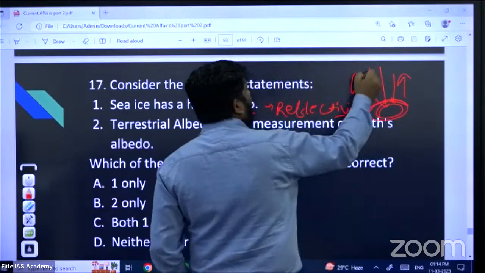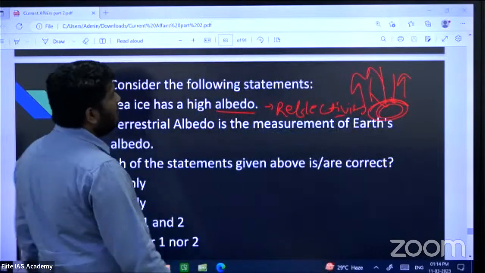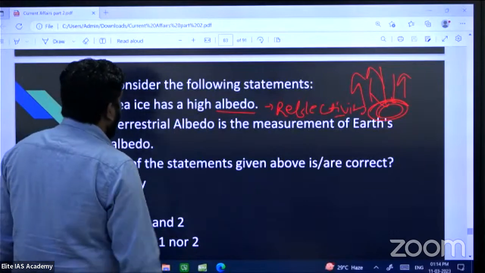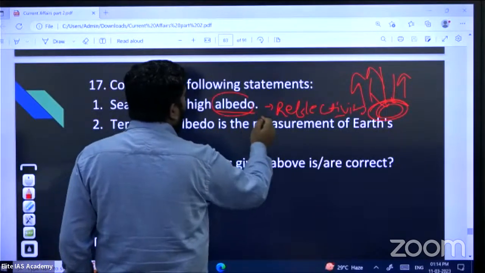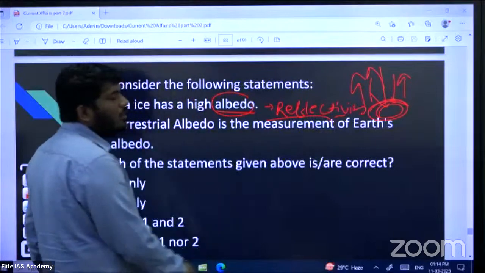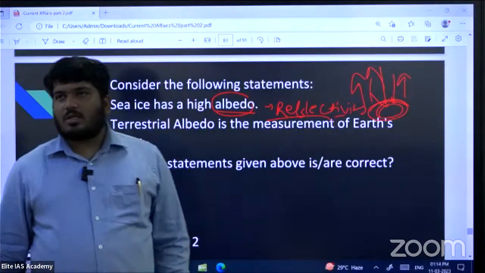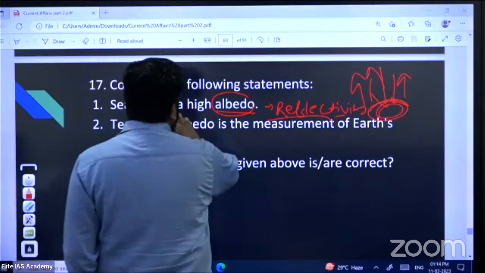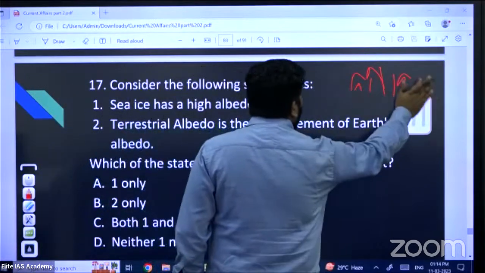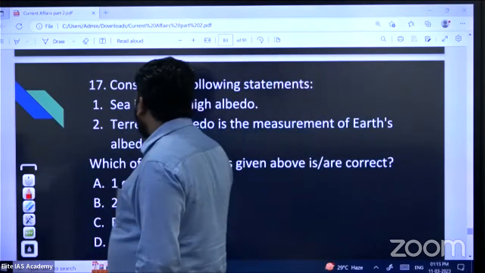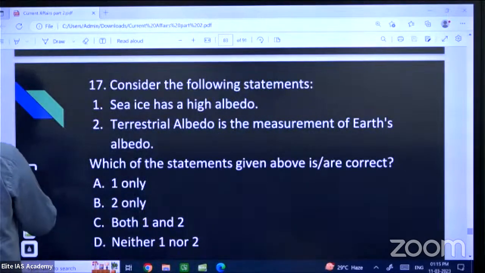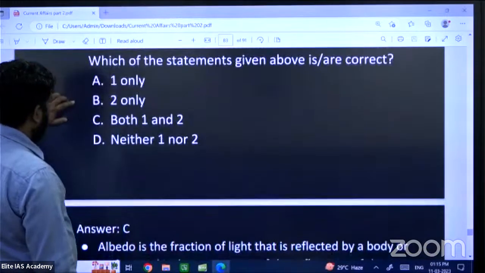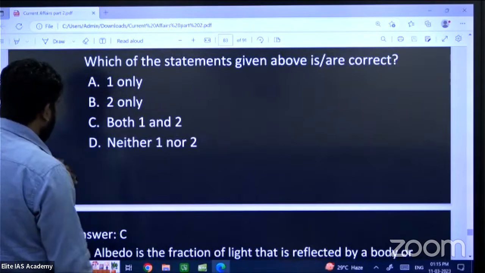You know that whatever sunlight is coming to the surface, most of it is reflected back to the atmosphere. So albedo is the term used for reflectivity; the higher the reflectivity a surface has, the higher its albedo. The first option is sea ice has high albedo. Yes, sea ice has high albedo compared to other ice. Second option is terrestrial albedo is the measurement of earth albedo. Yes, both 1 and 2 are correct.